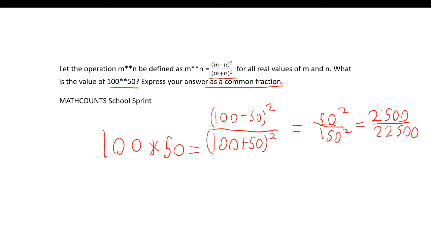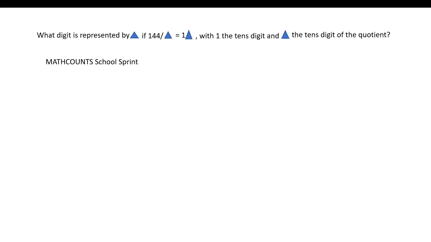Now we have this common fraction. We want our answer in the simplest form. Zeros cancel out. We have 25 over 225. And this eventually simplifies down to 1 over 9. So we can conclude that 100 asterisk 50 is equal to 1 over 9. Plug in your values and we got our results. As easy as that. Now the next problem is going to require some strategy.